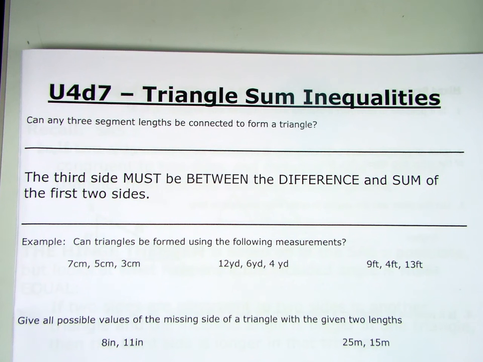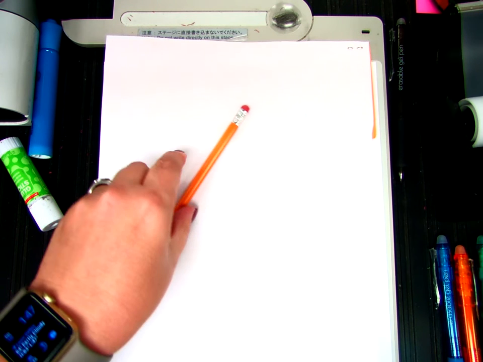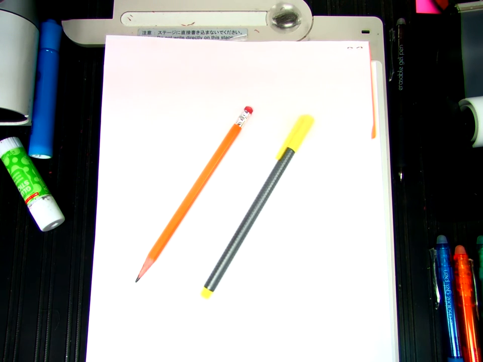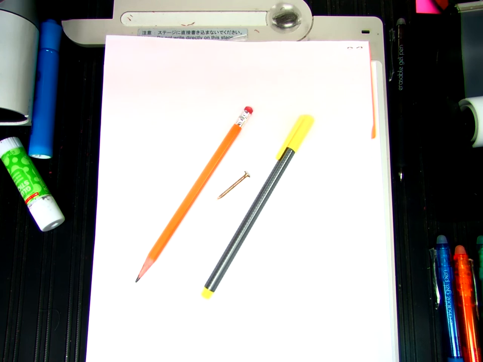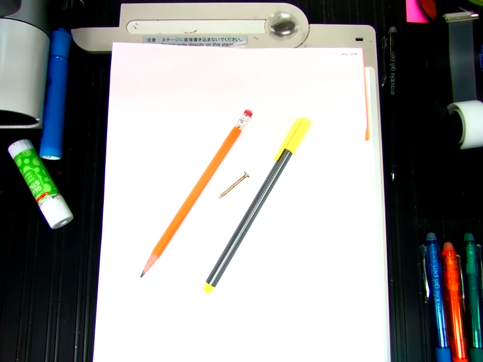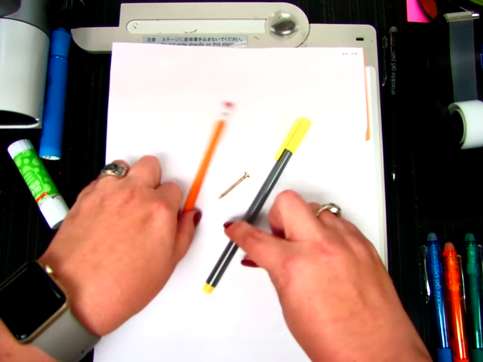Today we're doing Unit 4, Day 7, Triangle Sum Inequalities. And my first question says, can any three segment lengths be connected to form a triangle? So for example, if I have three segment lengths, let's say one segment is the length of this pencil, and one segment is the length of this marker, and one segment is the length of this nail. Can I put any three segments together and make a triangle?